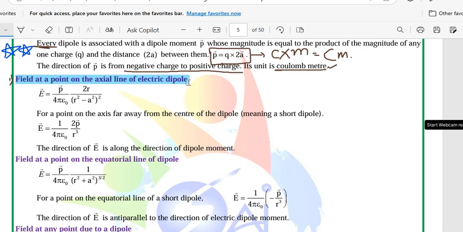a point on the axial line of an electric dipole. See, the field at a point on the axial line of the electric dipole. So consider an electric dipole, for example, and its axial line. So let us consider the straight line here.